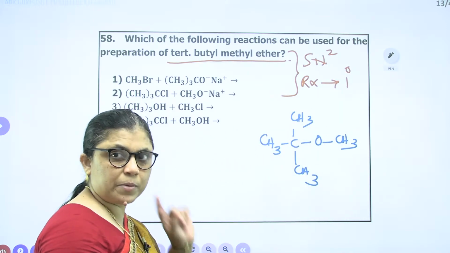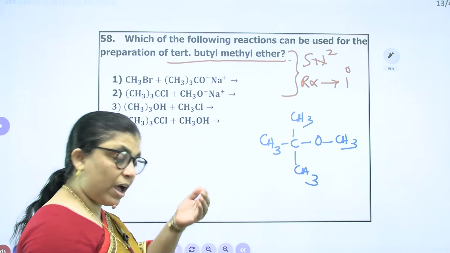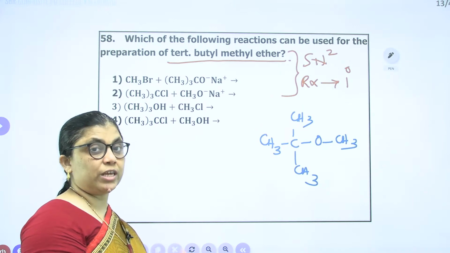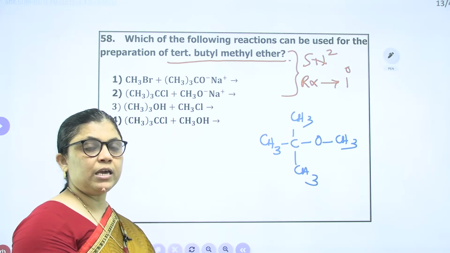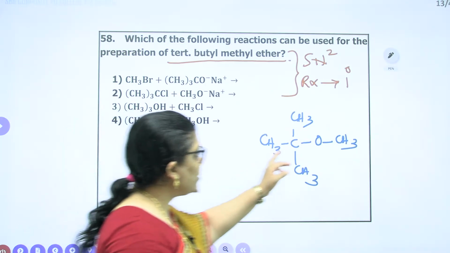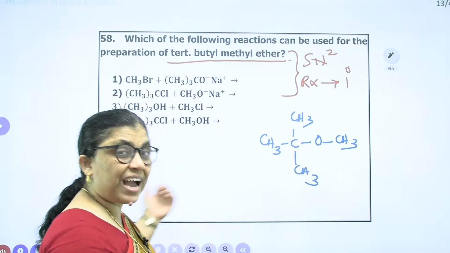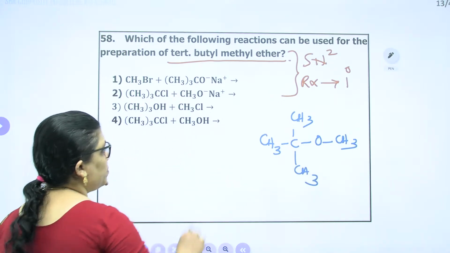The alkyl halide must be primary, and only then will we get an ether. If the alkyl halide is tertiary, we will get an alkene. If the alkyl halide is secondary, we will get a mixture of ether and alkene. So, to get this ether, the alkyl halide must be primary.